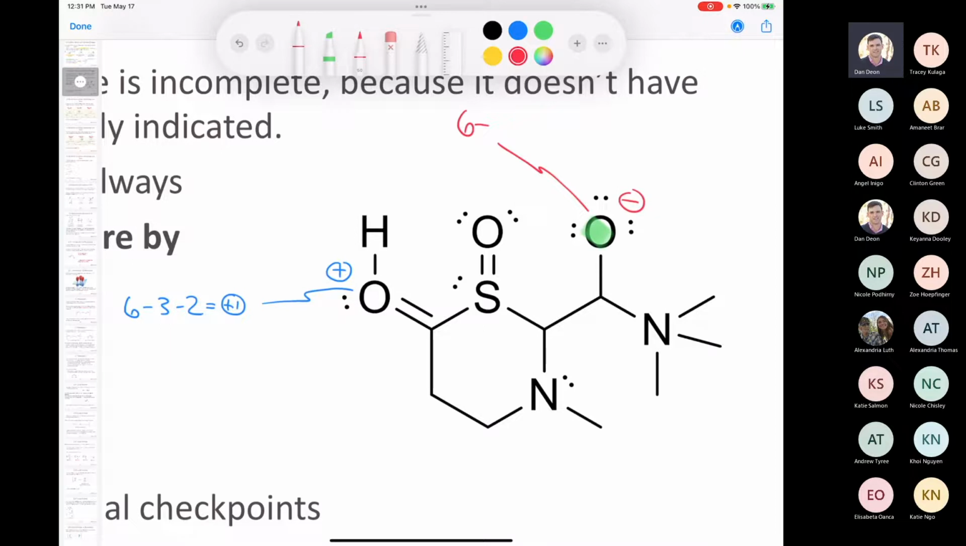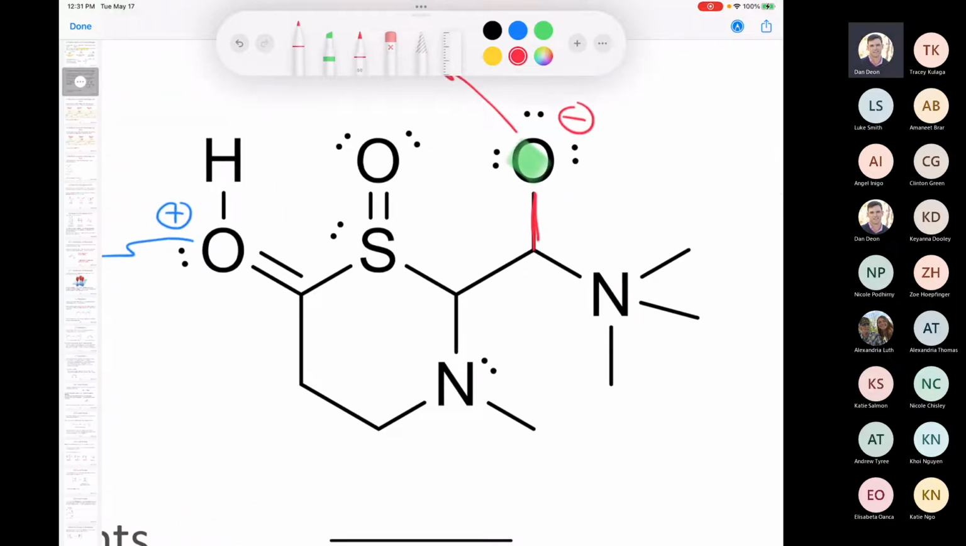We have 6 valence electrons, subtract 1 stick, subtract 1, 2, 3, 4, 5, 6 dots. 6 minus 1 minus 6 gives you -1. And there's one more formal charge on here. It's on this nitrogen right here. Could anybody tell me the formal charge on the nitrogen in green?